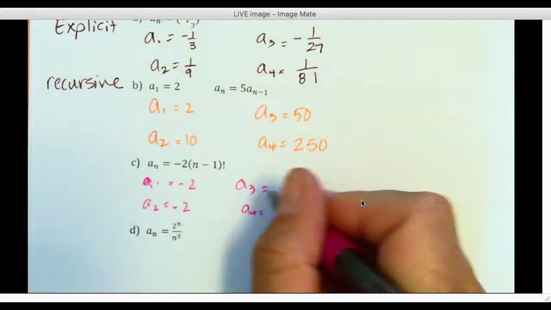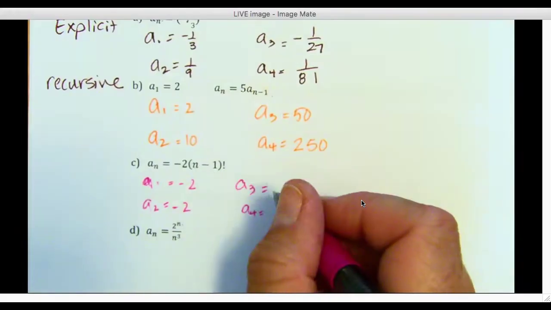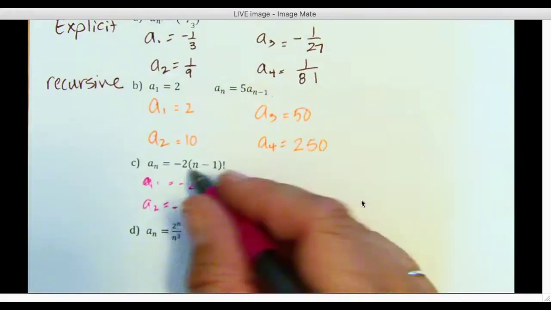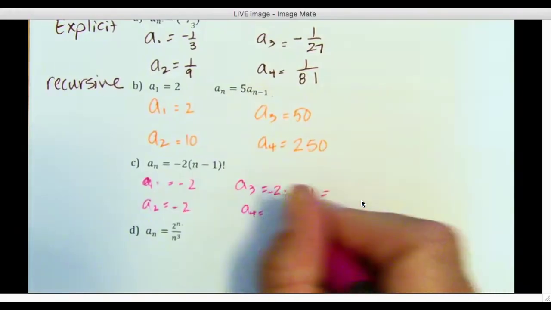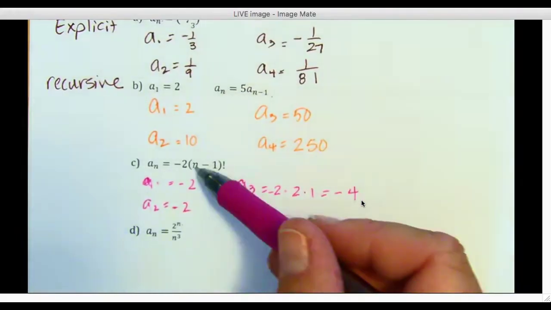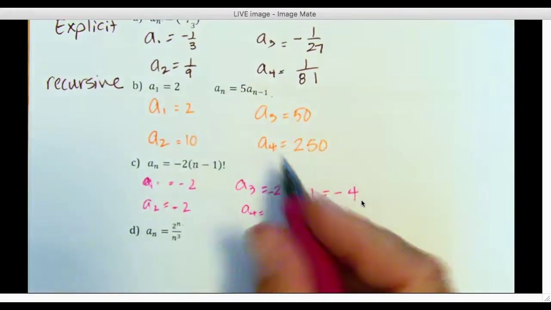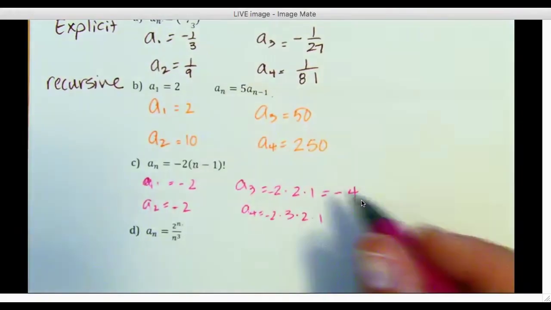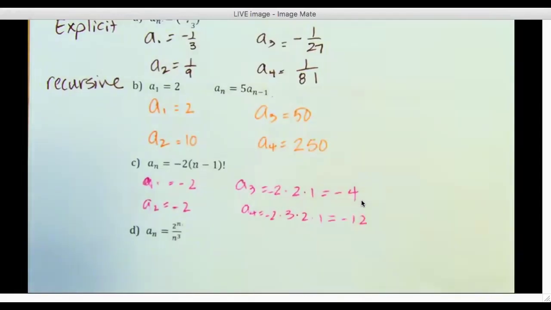And then 3. 3 minus 1 is 2. 2 factorial is 2 times 1, times negative 2. So negative 2 times 2 times 1 is negative 4. And then plugging in 4, 4 minus 1 is 3. That would be 3 factorial times negative 2. And that would give us negative 12. Okay.